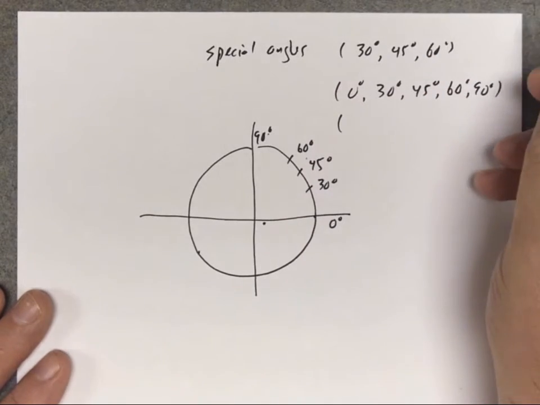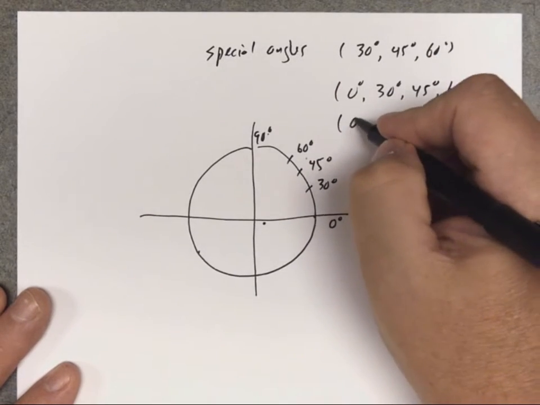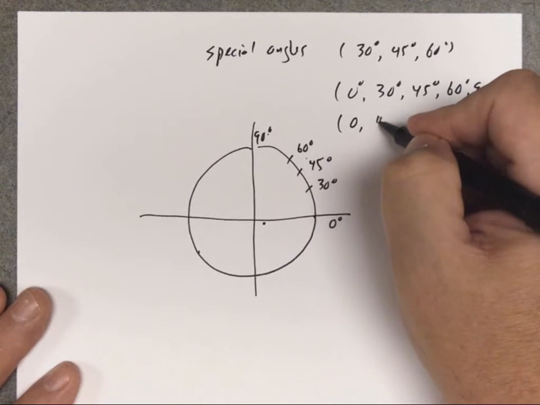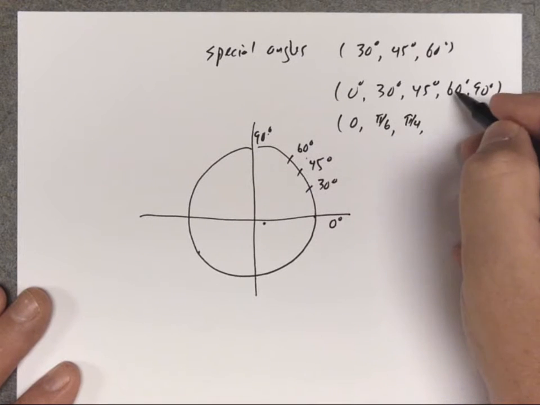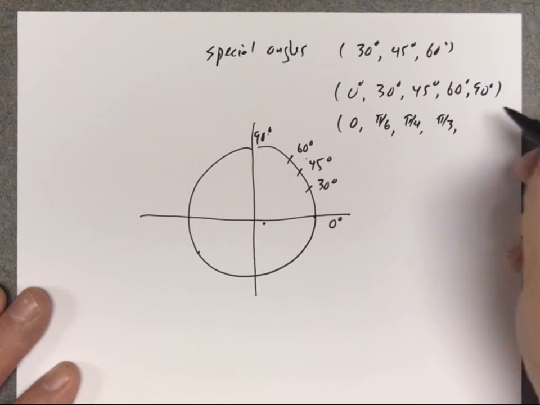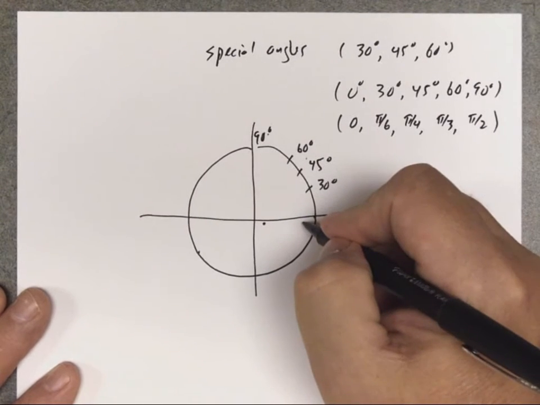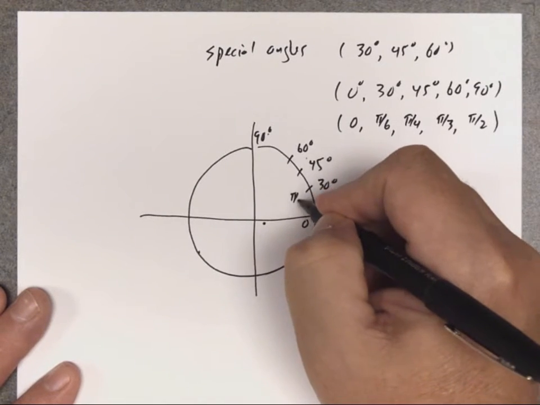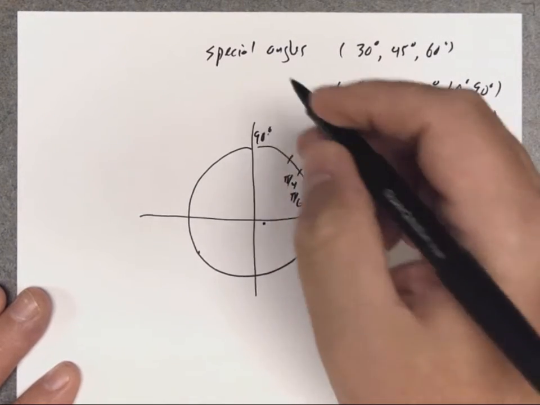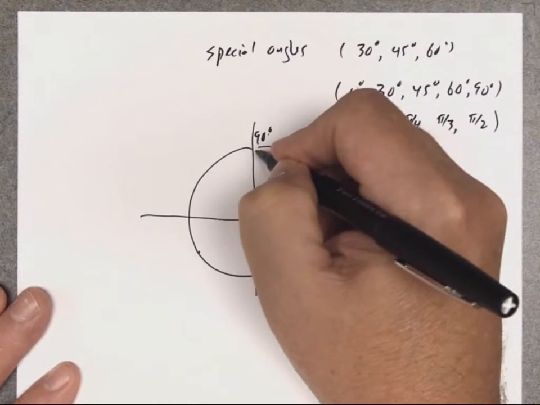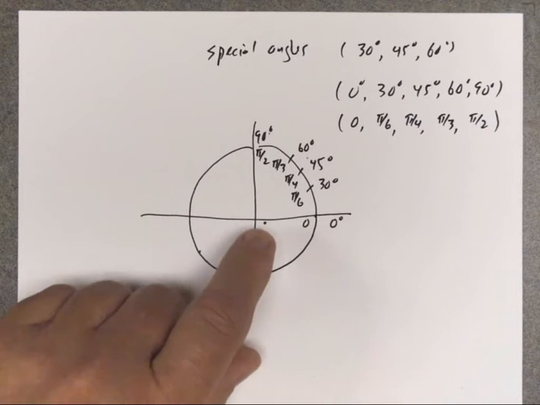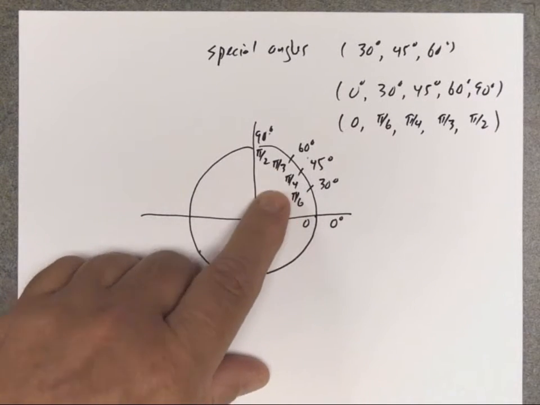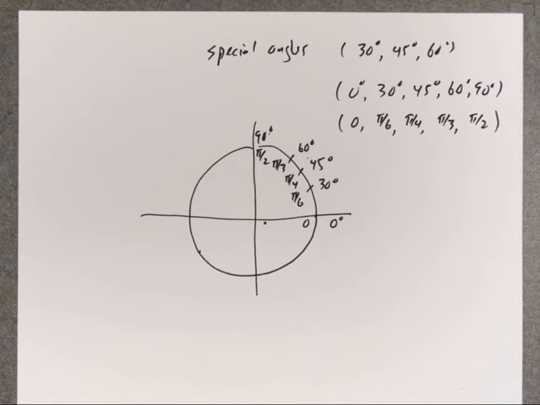Although we actually need to know them in radians. In radians, it'd be 0. 30 degrees ends up being pi over 6. 45 degrees is pi over 4, 60 degrees is pi over 3, and 90 degrees is pi over 2. So I could write them inside here: 0 radians, pi over 6, pi over 4, pi over 3, pi over 2. So you'll have to know both. Matter of fact, for the next little bit, we're probably going to use radians a lot more than we use degrees. So you have to understand these.